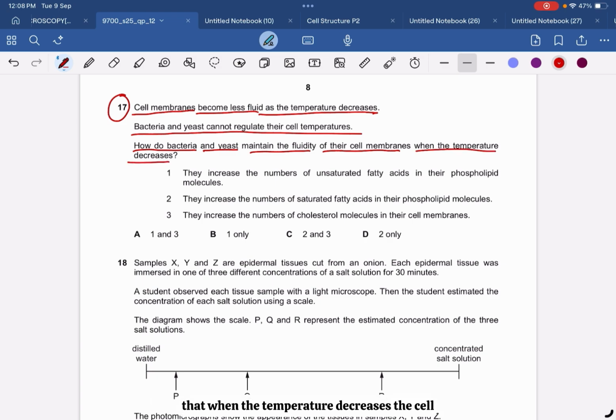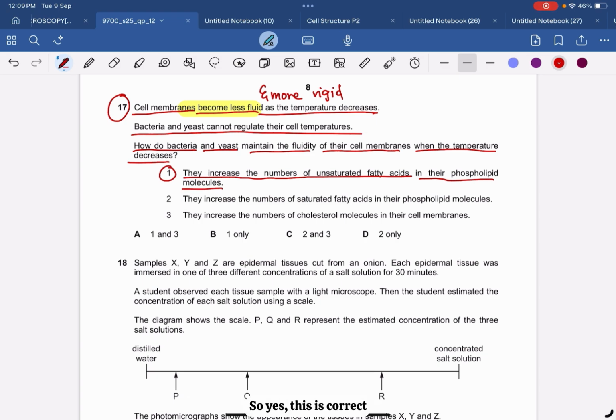Because we know that when the temperature decreases, the cell membrane becomes less fluid and more rigid. They have given us three statements, and out of these three statements we have to identify how the bacteria and the yeast cell maintain their fluidity. So let's read each statement one by one and try to answer our question. Statement 1 says that they increase the number of unsaturated fatty acids in their phospholipid molecules. So yes, this is correct.